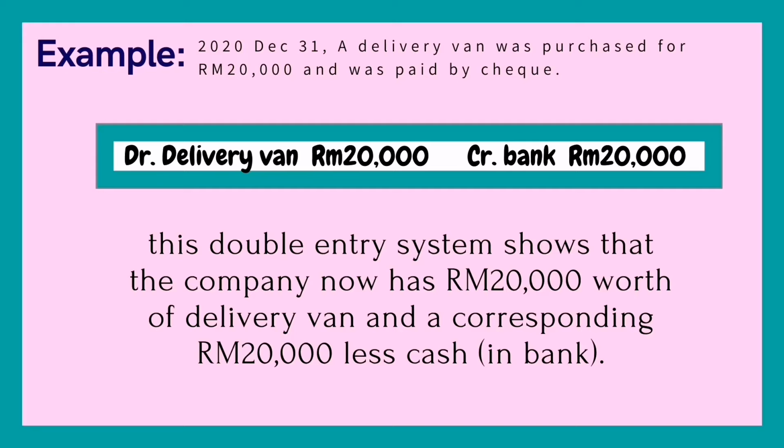On December 31st, 2020, a delivery van was purchased for 20,000 ringgit and was paid by check. The double entry would be debit delivery van 20,000 ringgit and credit bank 20,000 ringgit. So this double entry system shows that the company now has 20,000 ringgit worth of delivery van and a corresponding 20,000 ringgit less in cash in bank.